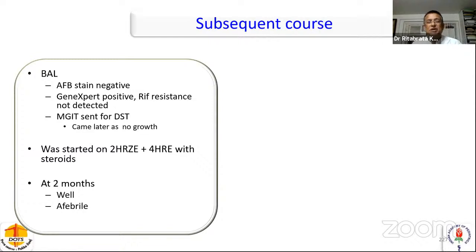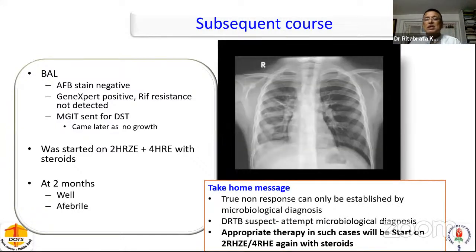And after adding steroids, after 2 months, we saw that the child is looking well and is afebrile. So this is the X-ray which was ultimately there. So what happened in these cases? There was caseation tissue and other things which were obstructing the bronchus. So it was a sequelae. All he needed was steroid.